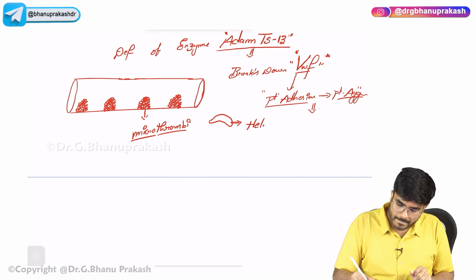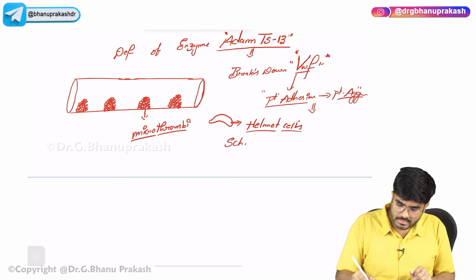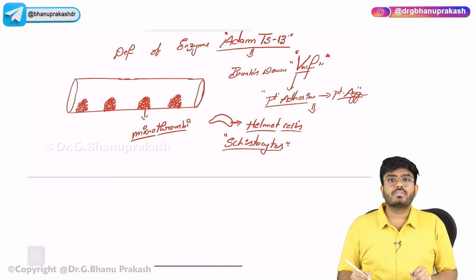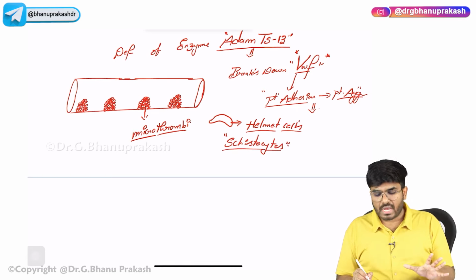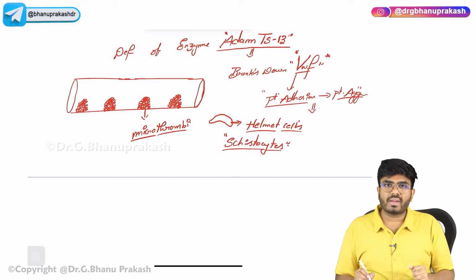They are going to look like helmets, so they are called helmet cells, which are also called schistocytes. They are called what? They are called schistocytes. So schistocytes are damaged RBCs, helmet cells. Now why schistocytes? Because of the platelet microthrombi. Why platelet microthrombi? Because of the von Willebrand factor activation. Why von Willebrand factor overactivation? Because of the deficiency of ADAMTS13.